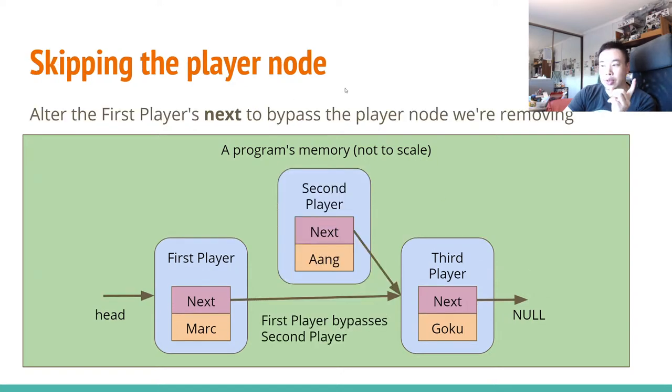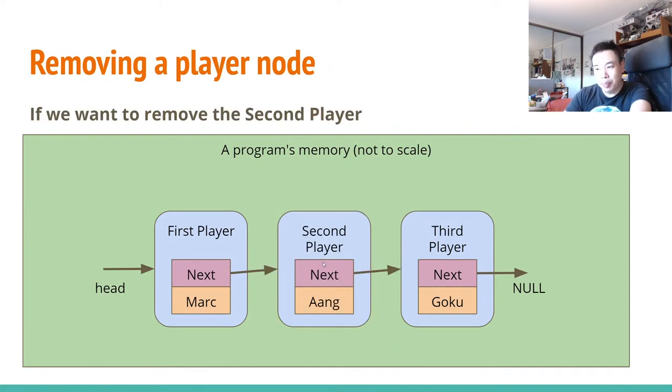So what we need to do is maintain the list and keep it as a proper functioning linked list. A proper functioning linked list like this means that it has to have a head pointer pointing at one of the nodes. Each node is connected to other nodes, and then the last one's pointing at null. If I think that this one is going to be removed, I can bypass it by saying this next pointer, I no longer need it to be aimed here. I would like it to skip this player.